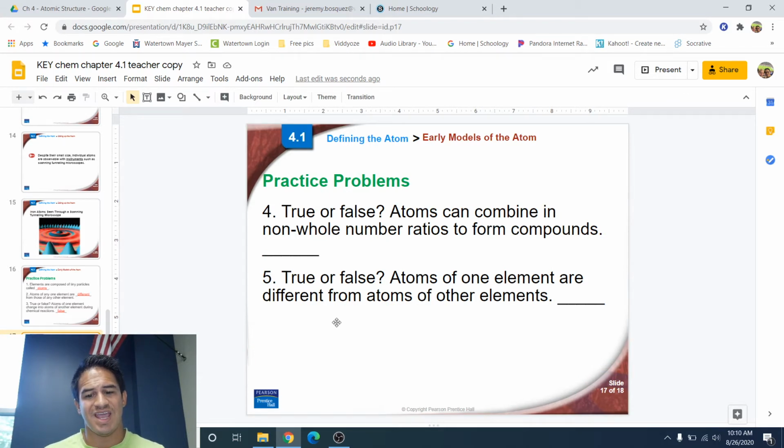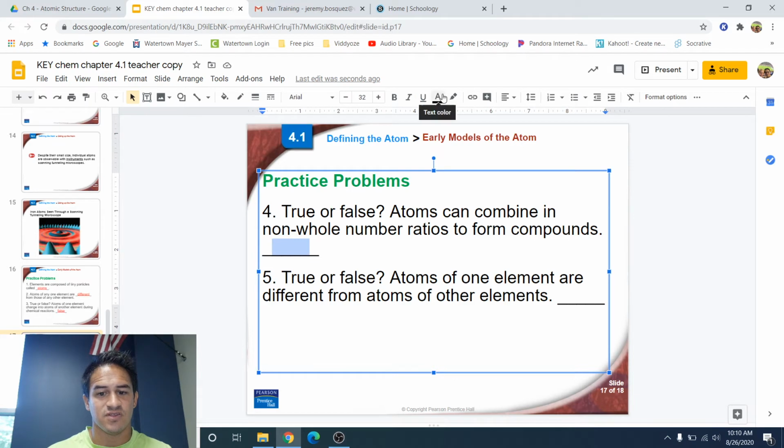Number 4, true or false? Atoms can combine in non-whole number ratios to form compounds. This, again, was another portion of John Dalton's theory, and this is false. Atoms have to combine in whole number ratios.